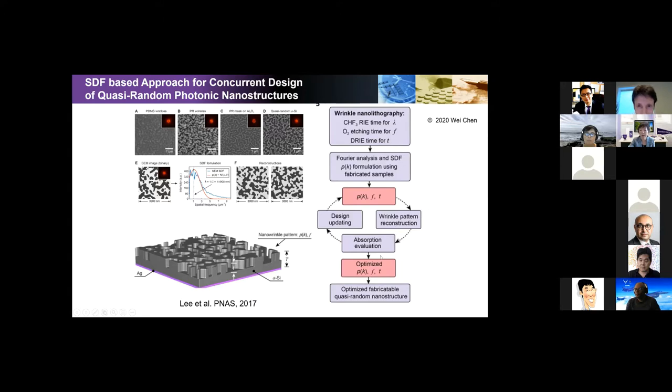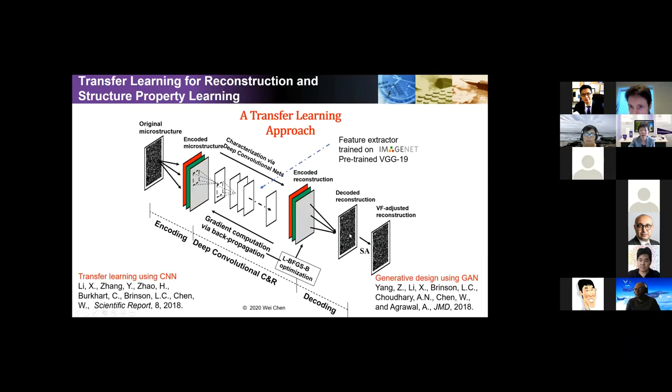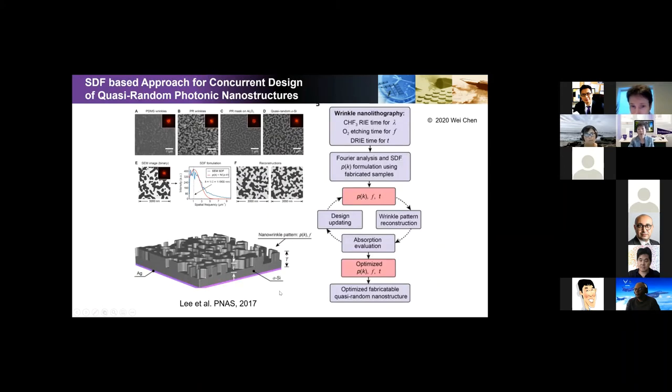So we use optimization to identify the optimum spectral density function for the peak value and the variance, so the mean and the delta. Then, inversely, we find the corresponding optimal processing condition. I don't have the slides here, but in our published paper, we showed that for the optimal solution, we actually fabricated it and validated the performance against the theoretical result.